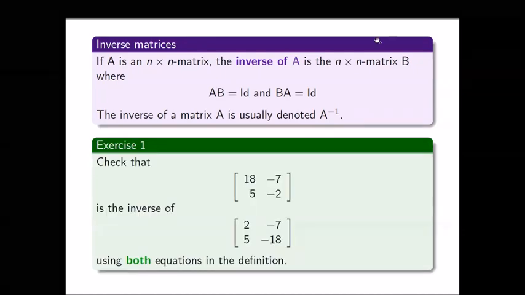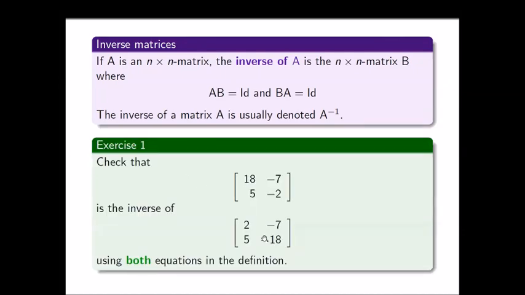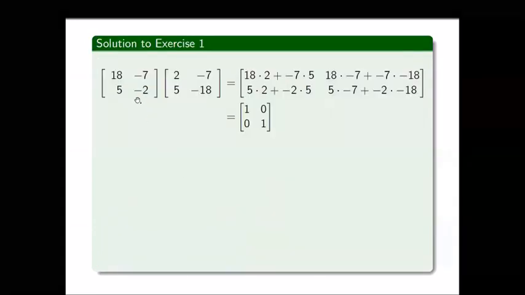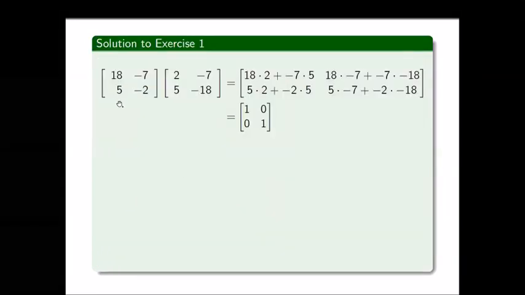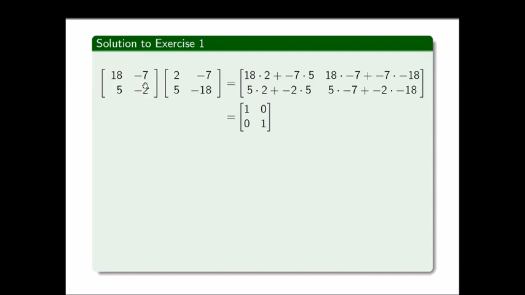Okay, so let's look at an exercise. We're given two matrices, and we want to verify that the first matrix is the inverse of the second matrix. In other words, we have to multiply these two matrices in either order and show that we get a 2 by 2 identity matrix. So let's first multiply [[18, -7], [5, -2]] on the left. And when we compute this matrix product, we end up getting [[1, 0], [0, 1]]. Feel free to verify this.